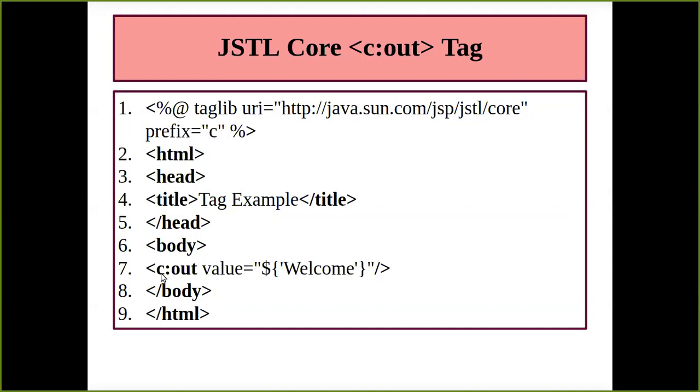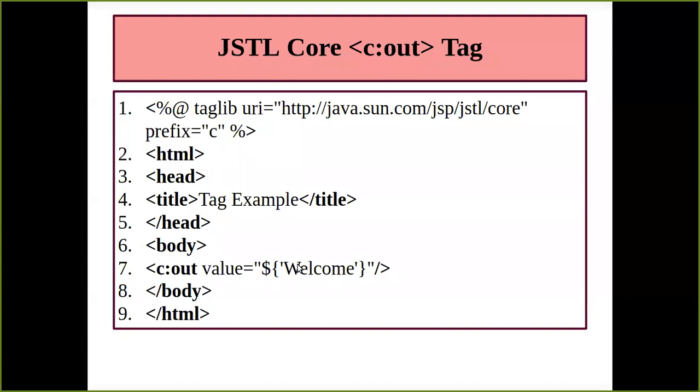The only concern is which tag from the core tag library we are making use of, that is the c colon out tag. So we are making use of c colon out. As I told you, every tag is going to have its own attributes. The out tag has an attribute called value, which is going to hold the value which we are trying to print. To work with this JSTL for printing statements, we are making use of expression language instead of scriptlet tags. We are not making use of scriptlet code, just expression language.